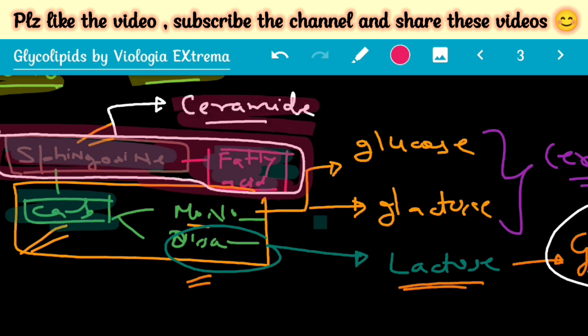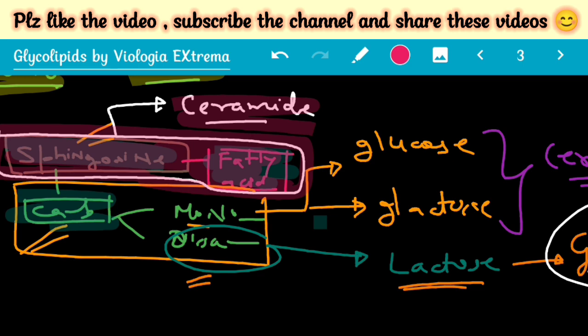Okay, when a fatty acid is attached to an alcohol, we can refer to that component as ceramide. So either I can say that sphingosine and fatty acid, to this complex a carbohydrate is attached, name the lipid, it is a glycolipid, and it is a glycosphingolipid specifically.